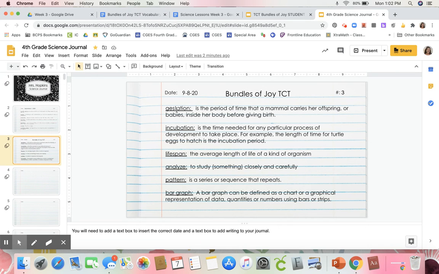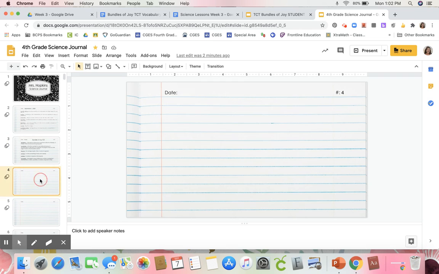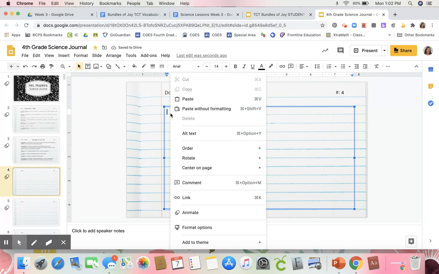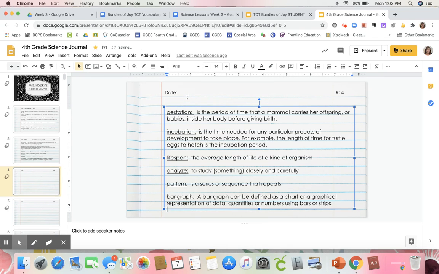Come over and I'll have to do this on another page. You can hit insert text box, click and drag. You have your cursor here. You're going to right click and paste. And there's your definitions inside your science journal. Let me show you that one more time.